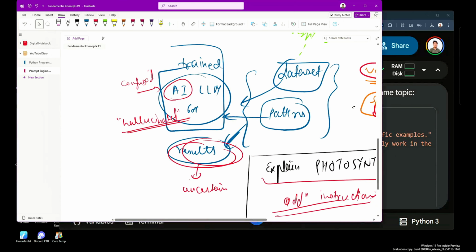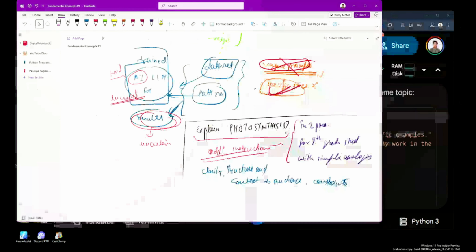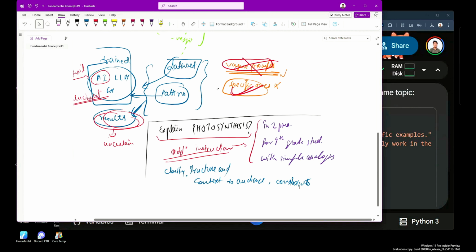I told you a thing here. We discussed this thing, basic and advanced prompts, right? Now I'll be showing you one thing: how this quality grade has a role to play here.